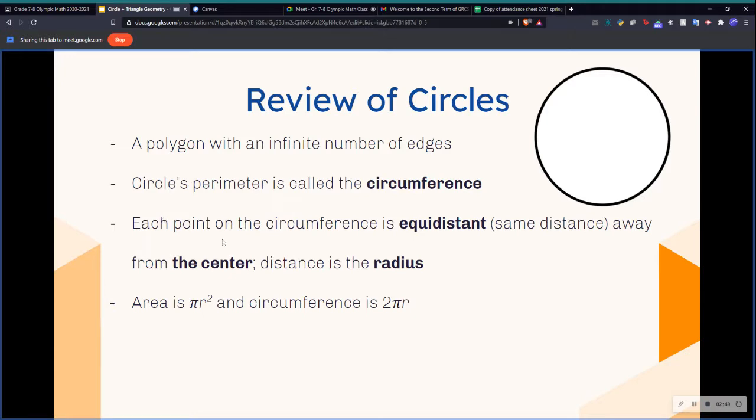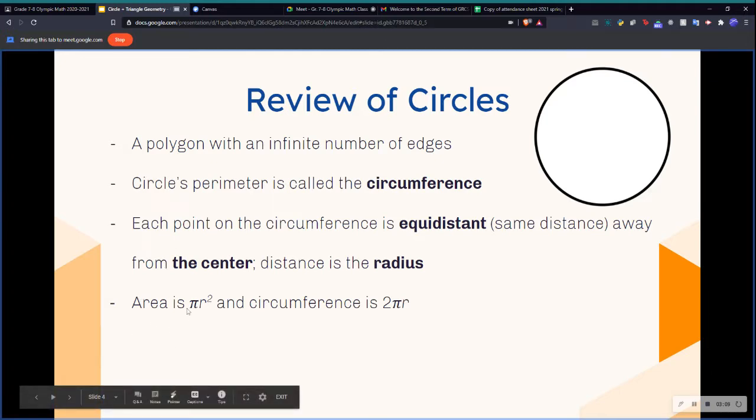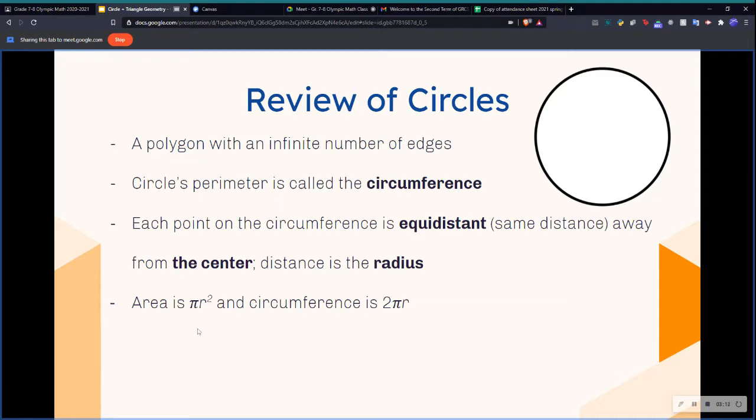And then each point on the circumference is equidistant. Equidistant is another term for same distance. Each point on the circumference is equidistant from the center of the circle. You know, like right here for this circle as an example. And this distance is called the radius. The distance from the circumference to the center of the circle is called the radius. And then the area of a circle is this formula, pi r squared.